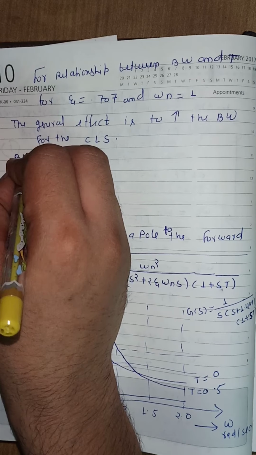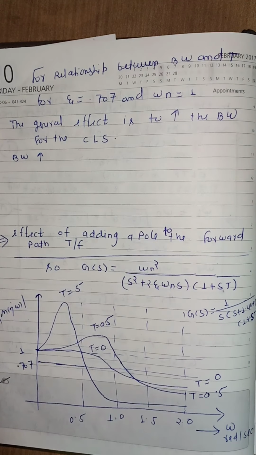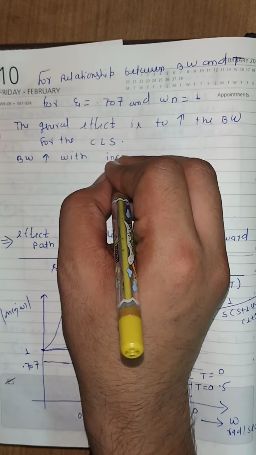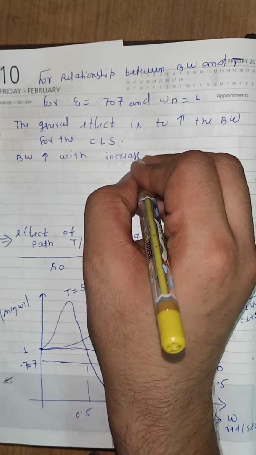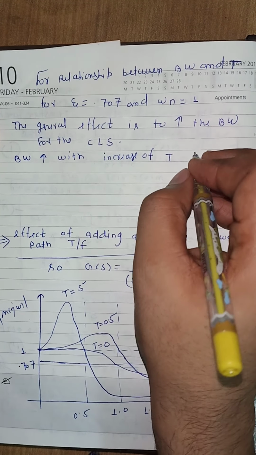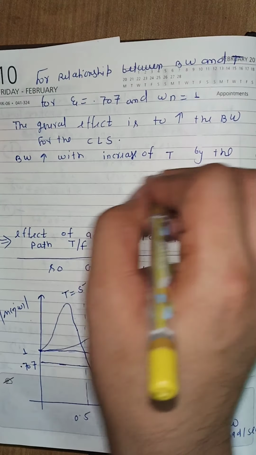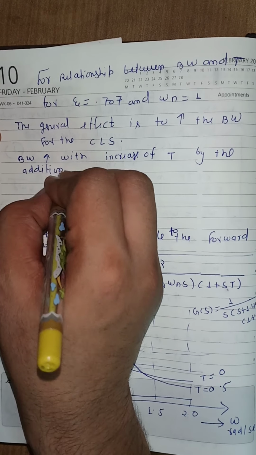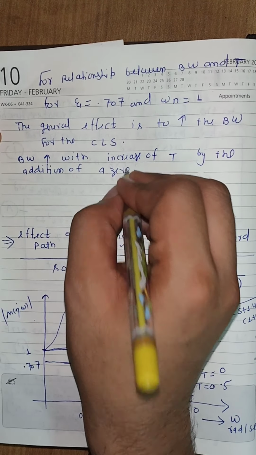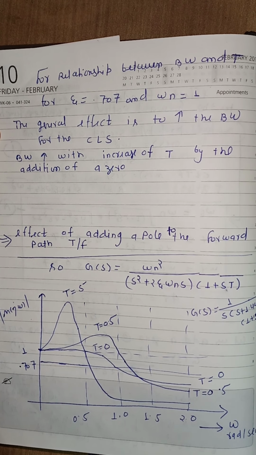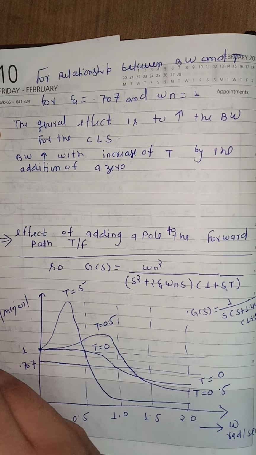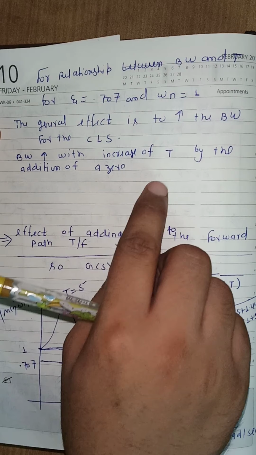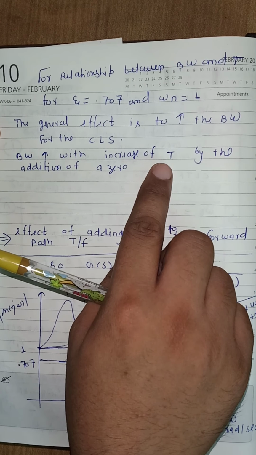So you can say bandwidth generally increases with increase of time constant T by the addition of a zero. Because if we add a zero to the open loop transfer function, then we have capital T. Otherwise, we don't have the value of capital T.